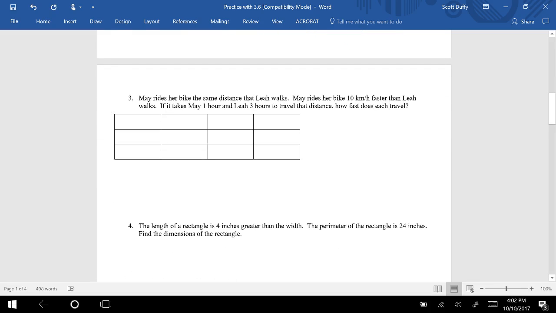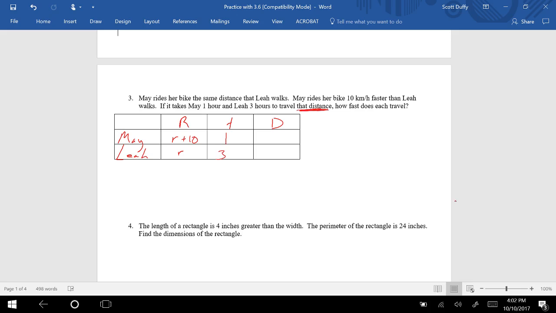May rides her bike the same distance that Leah walks. So I'm going to say May, Leah, rate, time, distance. May rides her bike 10 kilometers per hour faster than Leah walks. So if Leah is walking at a certain rate, then May is riding 10 more. 10 kilometers per hour faster. If it takes May 1 hour and Leah 3 hours to travel the same distance, how fast does each travel?